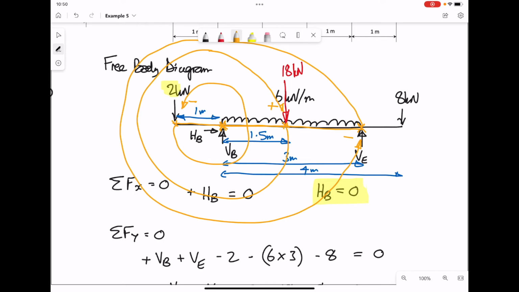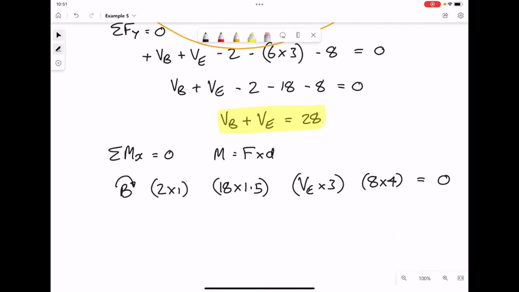And finally, for the 8 kilonewtons, again, an imaginary piece of string holding one end at point B. The 8 kilonewtons allowed to freely rotate around. It would want to rotate around in a clockwise direction, therefore it would be a positive moment. Updating these signs into our equation. So the first one, 2 kilonewtons, that was a negative moment. The 18 kilonewtons from the UDL, that was a positive. The reaction VE, that was a negative moment. And the 8 kilonewtons on the end was positive.